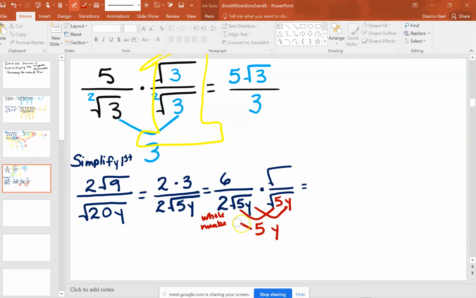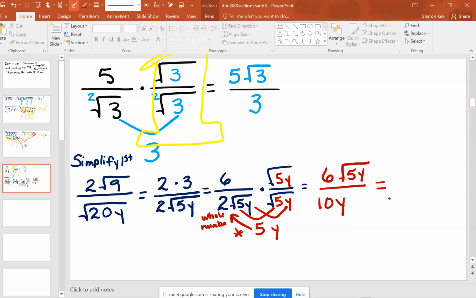5 times 2 is 10, and the y had already come out. What goes here is the same thing we had under the radical, the 5 and the y. This is just 6 square root 5y. So when you rationalize, you will be pulling out the radical from the denominator, but then it would appear in the top, and that's absolutely okay. They're just telling us which location they do not want or they want the radical removed from.